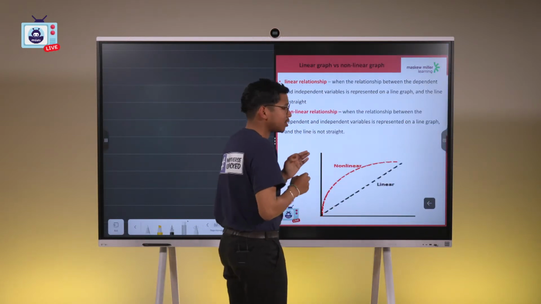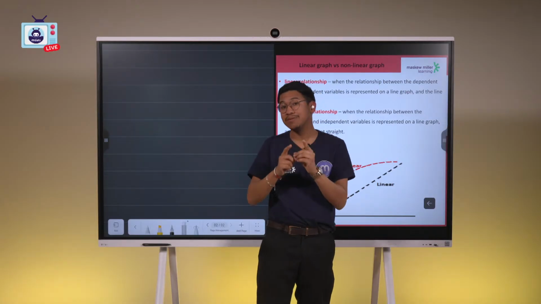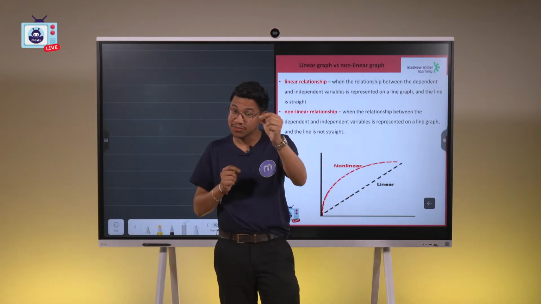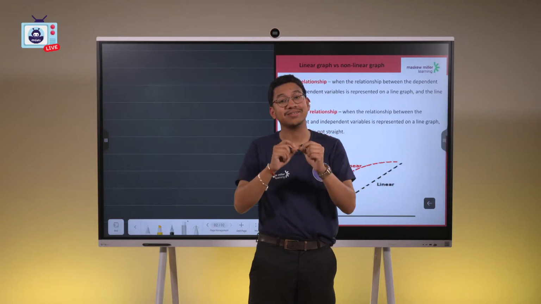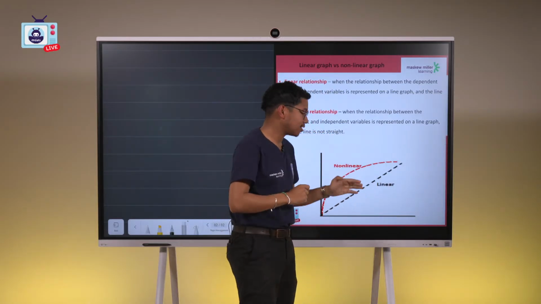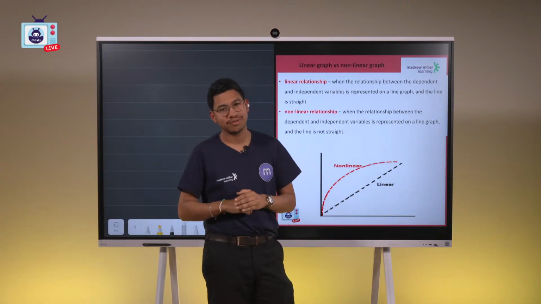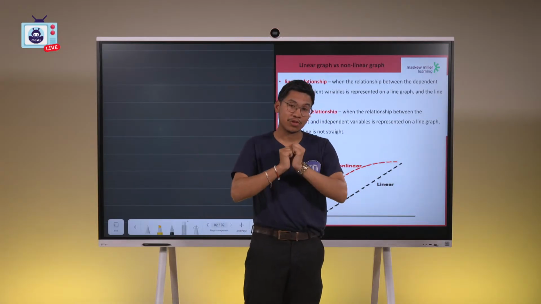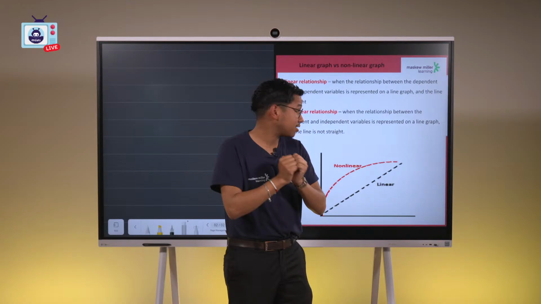Now this terminology that we're about to go through is very important going forward in terms of interpreting graphs. And this doesn't stop here. This particular chapter goes up to grade 12. So it is very important that we understand the very, very basic fundamentals here, right?